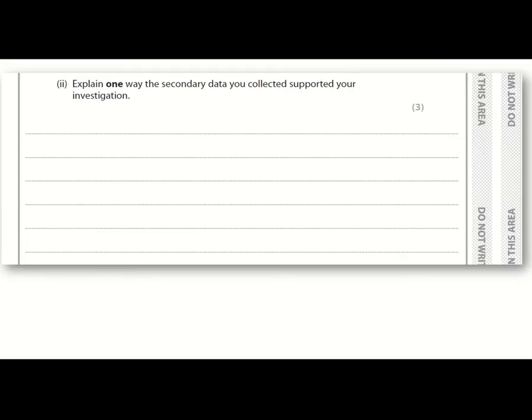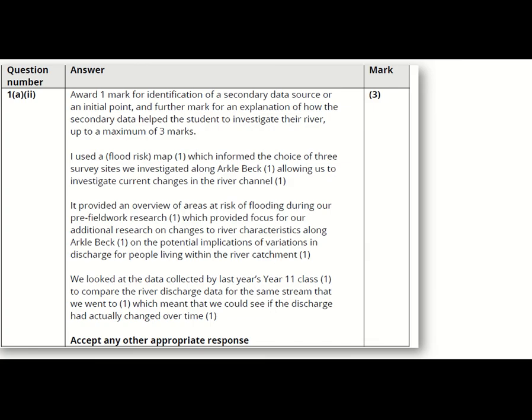Again, another question. You might find that these are overwhelming you, but this is just huge practice for you when it comes to doing the assessment. So explain one way the secondary data you collected supported your investigation. So again, explain one for 3 marks, pretty common. It's got to be secondary data, so it can be any data that's been done or collected by someone else, and how it supported your investigation. So here you go, flood risk map, we've definitely got that in our investigation. How did that help? Again, I'm going to leave this one for you to look at because all 3 of these are decent examples to show you. So pause the screen while you look at your answer and compare it to this mark scheme, please.